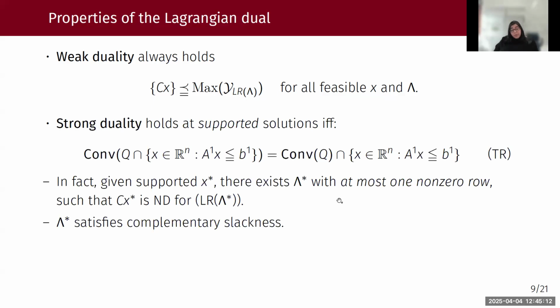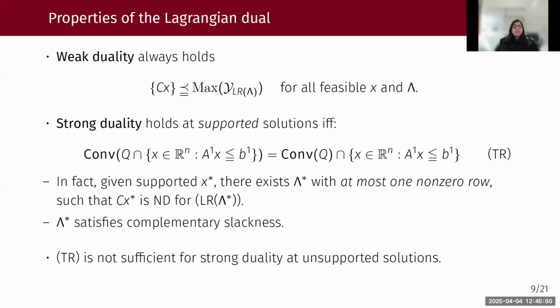Now we start observing some more features. Not only is this dual strong, but if we try to find a lambda that makes this dual strong at a supported solution, we can actually find one that has at most one non-zero row. So even though we started off with K objectives, so my matrix was K cross M1, I only really need one of those rows to be non-zero. Everything else can be zero, and I can still find something that is strong at a supported solution. And then we have an analog of complementary slackness. Okay. And this condition is not sufficient for strong duality at unsupported solutions.